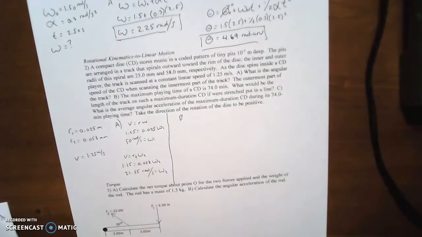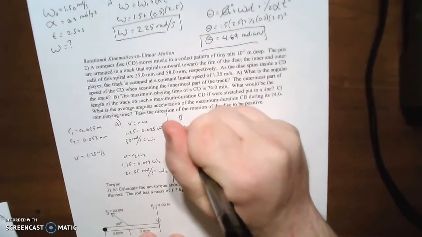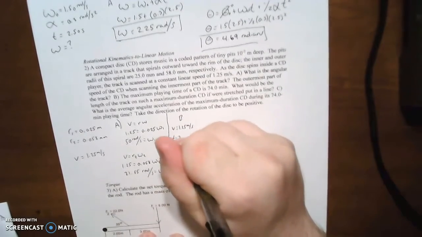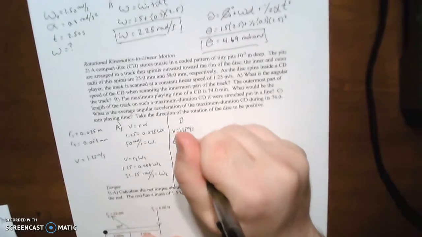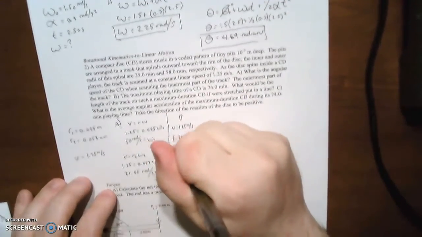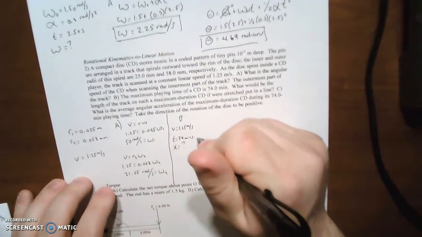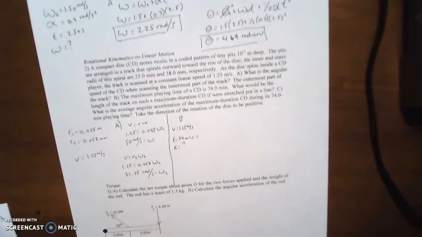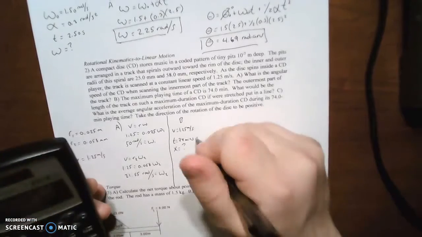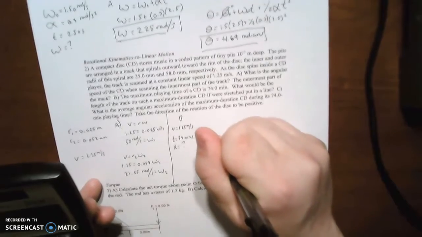So we know the velocity is still 1.25 meters per second. And if it plays for 74 minutes, we know how long this is going. And if we're looking at how long the track is, we're looking at an x value. Now, because of the units, we need to convert the 74 minutes into seconds. So let's do a quick calculation, 74 times 60, and we get a time of 4,440 seconds.